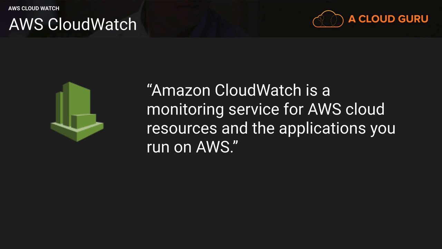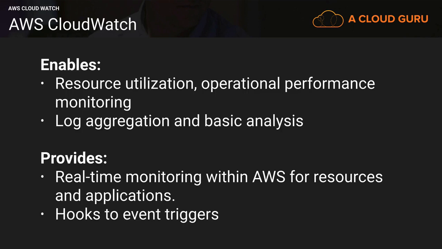That actual definition really understates CloudWatch because it does an awful lot of things, which we will learn about in this lecture. So what does it enable you to do? It enables you to do resource utilization, operational performance monitoring. And what does that actually mean? Well, you can go in and monitor things like your CPU utilization. You can monitor your disk I/O, your network throughput. You can monitor all kinds of custom things. So you can monitor the amount of disk space that's left on your EBS volumes. You can literally monitor basically anything that you can program in Python.